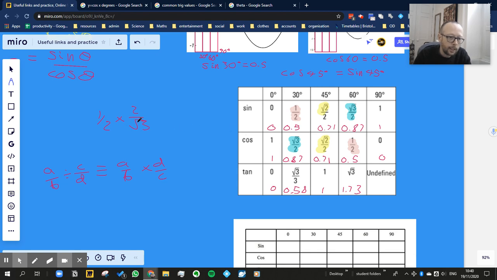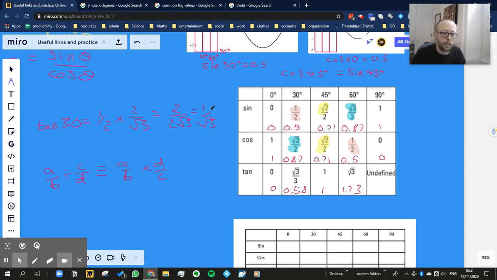So what I did is I said that tan 30 is equal to sine 30 over cos 30, which is equal to half divided by root 3 over 2, which is the same as half times 2 over root 3. And that's going to end up being 2 divided by 2 root 3.